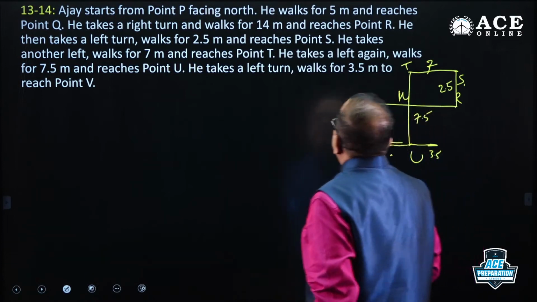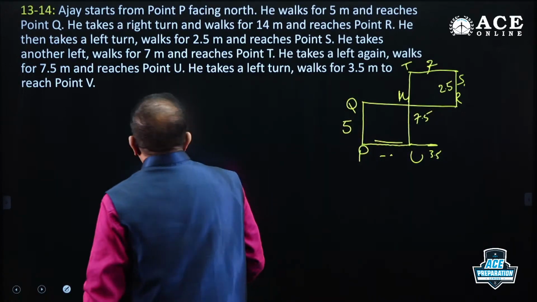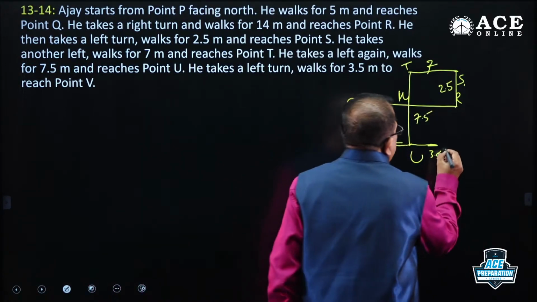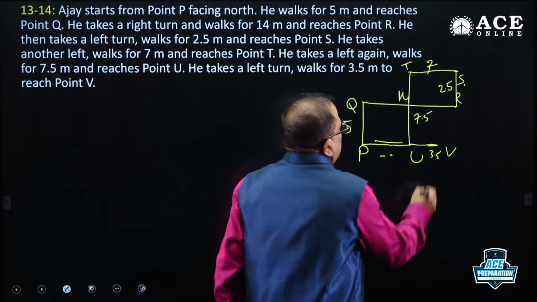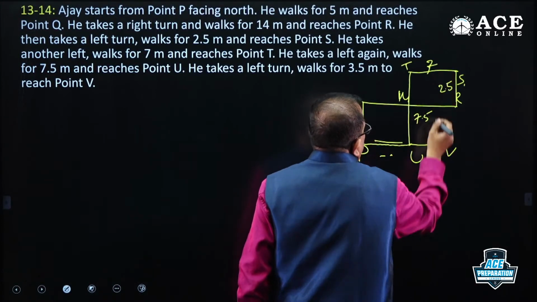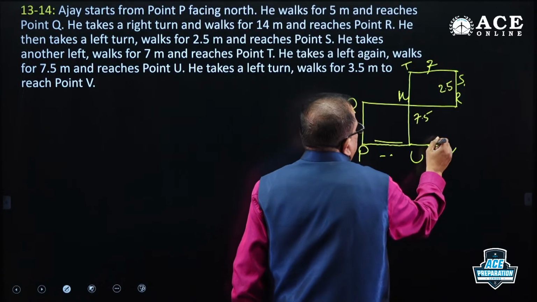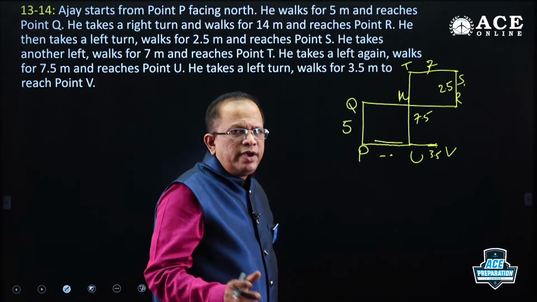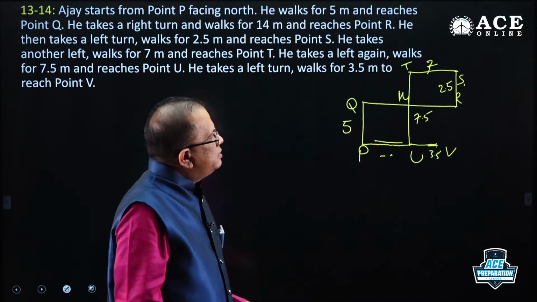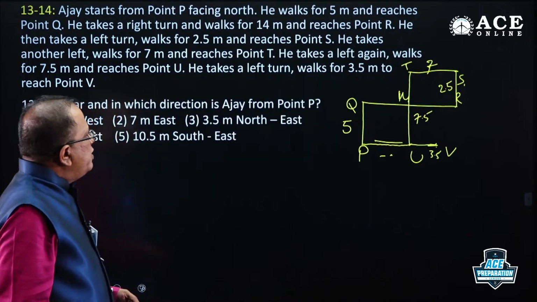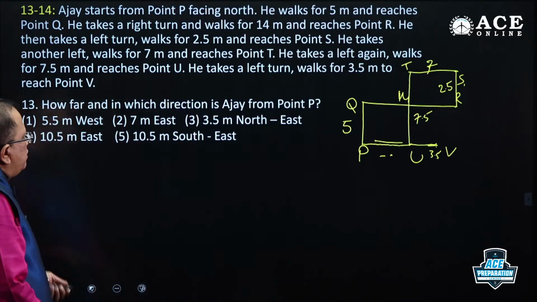This is 3.5, to reach point V. So V is here. So this is 7.5. This is 7. Now you can see this must be exactly off. Somewhere they are going to make these things balanced. Now we represent the data. We are going to check the questions.